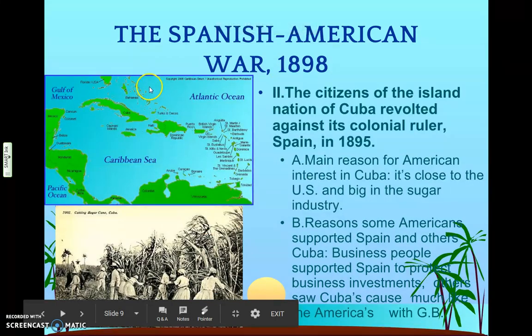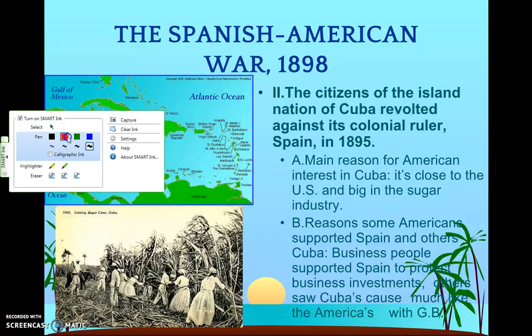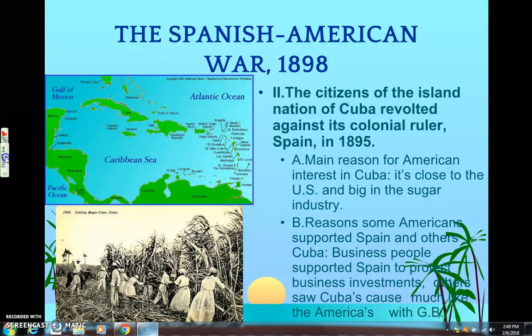Now, the Spanish-American War, again, I'm going to try to get through this as quickly as I can. The Spanish-American War, 1898, this is called the Splendid Little War, and it's over the island of Cuba. I would like to point out that Cuba is about 90 miles off the coast of Florida, so we're right in our backyard.